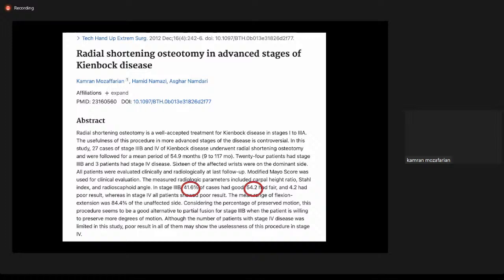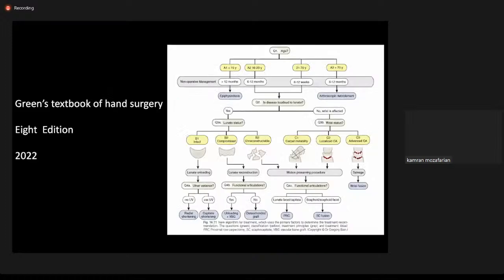And we published our work in this journal. We showed that we have 42% of good and 54% of fair result, even though we had no excellent result. But we showed that radial shortening still works relatively well in some selected patients who don't want to lose any motion. And this is another new algorithm published in the last edition of Green's Textbook a few months ago.